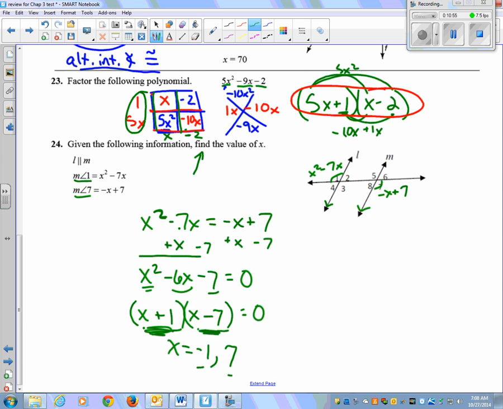I have to check to see if these both work in my equations, because we don't want negative angle measures. If I plug in negative 1, I get negative 1 squared is positive 1, plus 7, that would be 8. If I plug in negative 1 here, I get a positive 8 again, so that checks out okay. Negative 1 works. 7, if I do 7 squared, I get 49 minus 7 times 7 is 0. That doesn't work. Can't have a 0-degree angle in this situation. So our only solution is actually the negative 1.